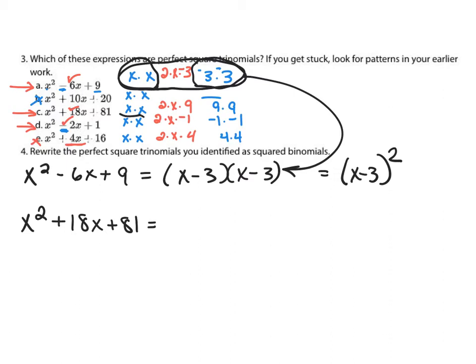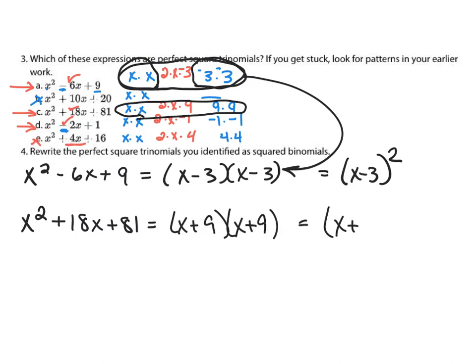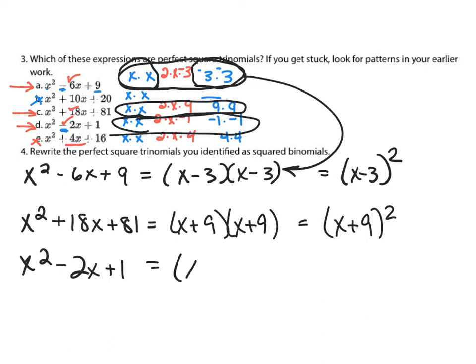The next one is x squared plus 18x plus 81. I'm going to use that data and make it x plus 9, x plus 9. X plus 9 squared. And D, I'm going to use the x's and the -1s, is x minus 1 times x minus 1, or x minus 1 squared. Those are squared binomials.